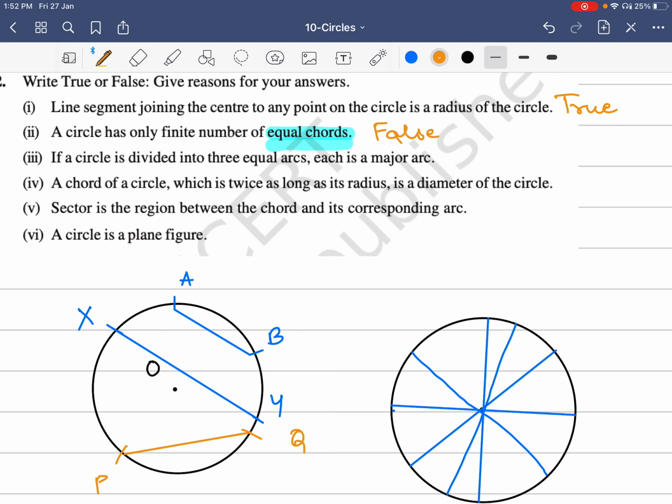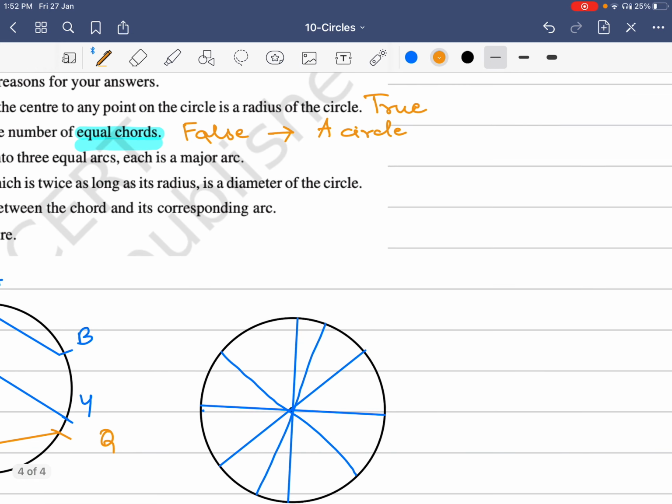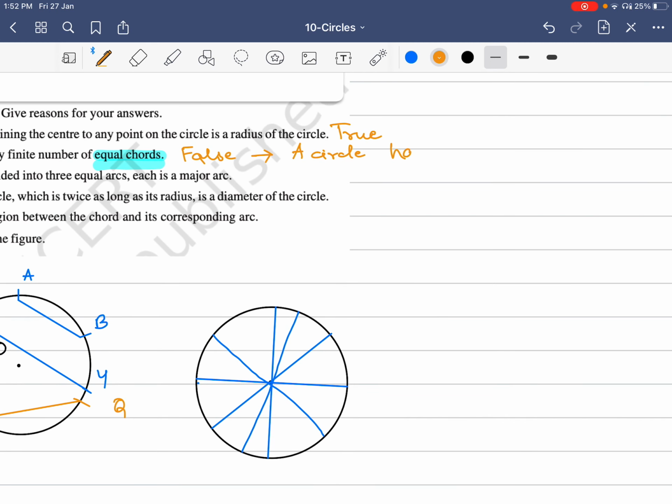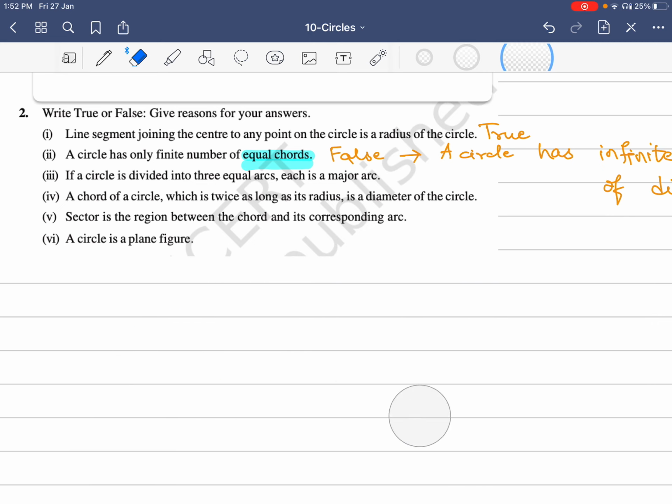We also have to give reasons for our answer. So what is the justification? The justification is, let's zoom out, a circle has an infinite number of diameters, which is also a chord. So yes, that is the justification. Now let's erase this, and let's erase this also.